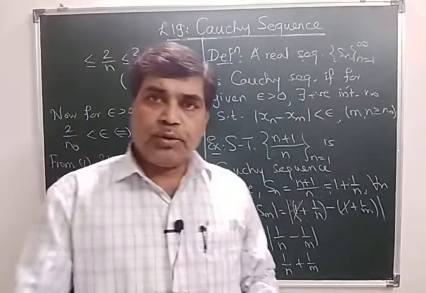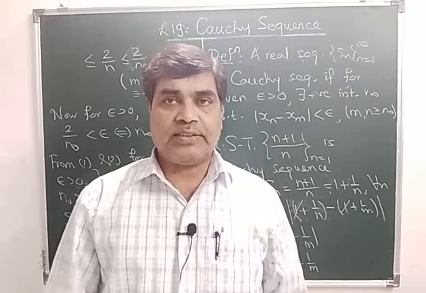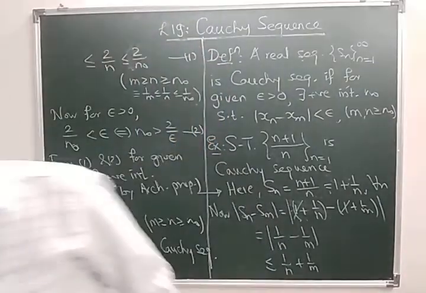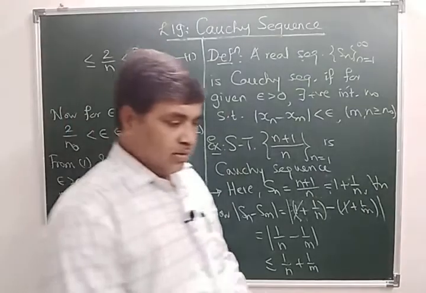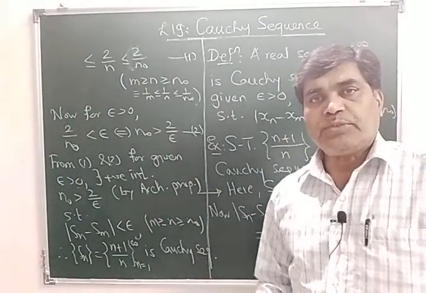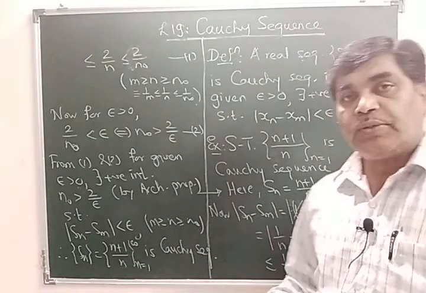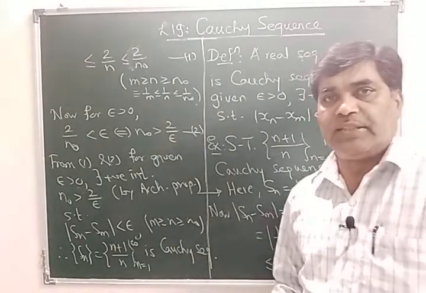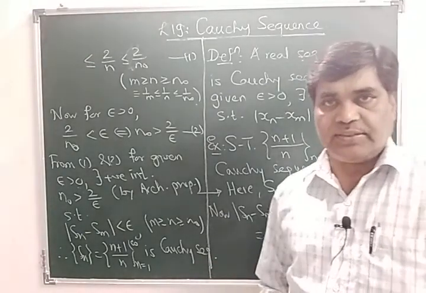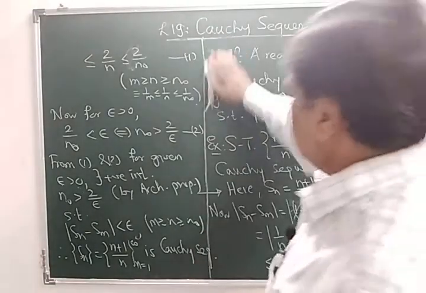Later on, we are going to prove the result that every convergent sequence is always a Cauchy sequence. In fact, we will immediately prove that result. So, the examples which we have proved to be convergent sequences by the epsilon n naught definition, you can also prove that they are examples of Cauchy sequences.